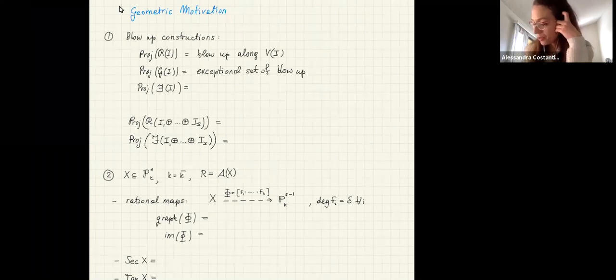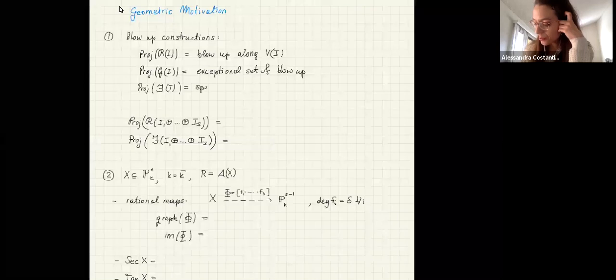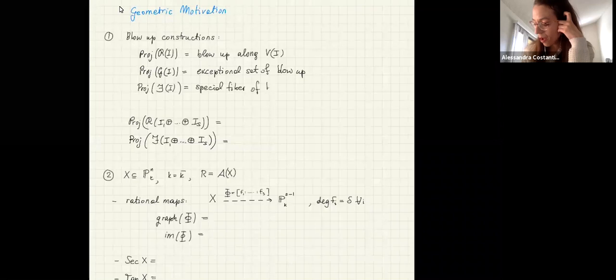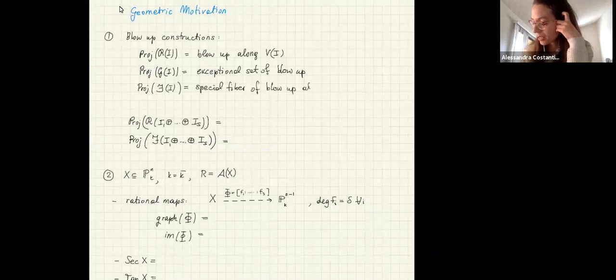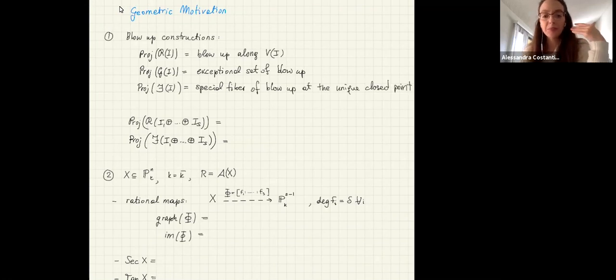And the special fiber ring, the fiber cone, corresponds to the special fiber of the blow-up at the unique closed point. And this procedure of blow-up was introduced in order to possibly resolve singularities.